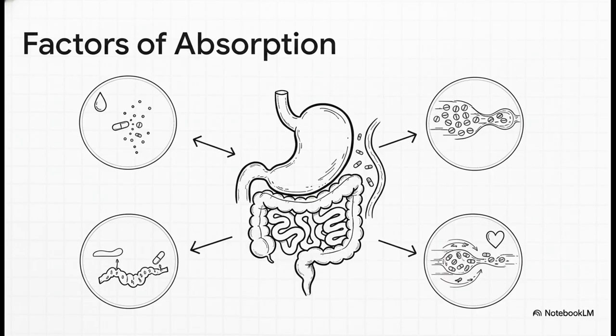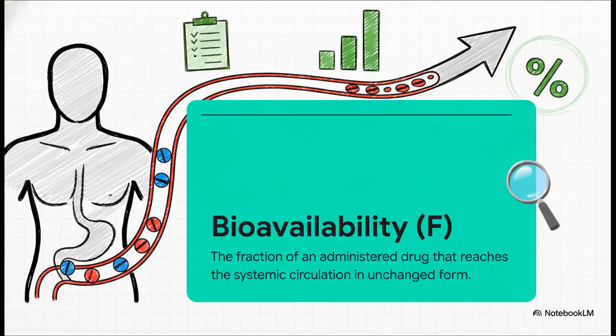For instance, a drug needs a huge surface area to be absorbed well. That's why your intestines, with all their folds, are so much better at this than the stomach. And of course, you need good blood flow to the area to whisk the drug away and keep the absorption going. This brings us to a very practical and important idea called bioavailability.